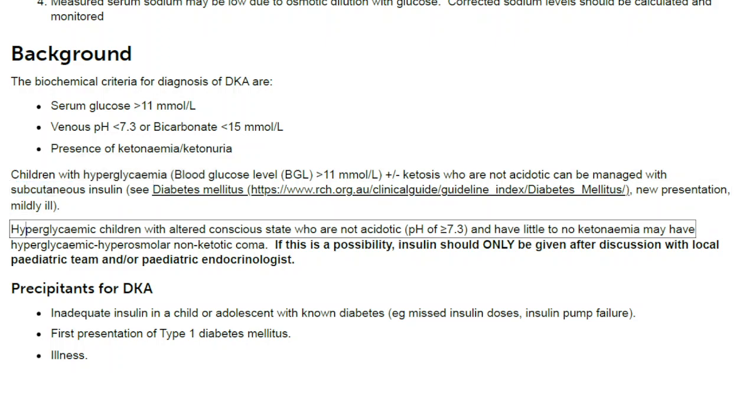Hyperglycemic children with altered conscious state who are not acidotic, pH of greater than or equal to 7.3, and have little to no ketonemia may have hyperglycemic hyperosmolar non-ketotic coma. If this is a possibility, insulin should only be given after discussion with the local pediatric team and/or pediatric endocrinologist.